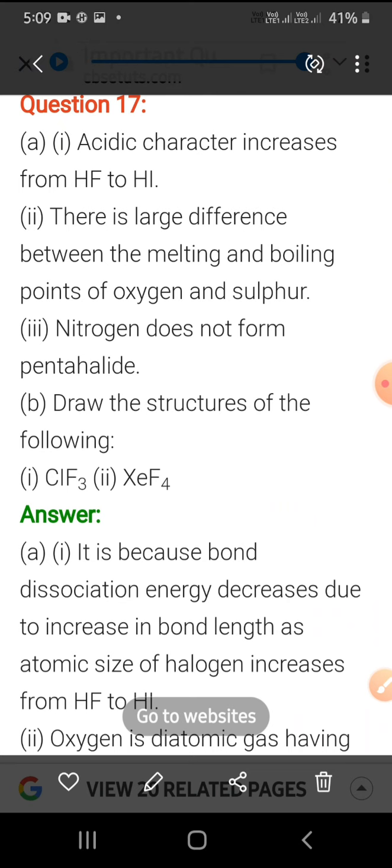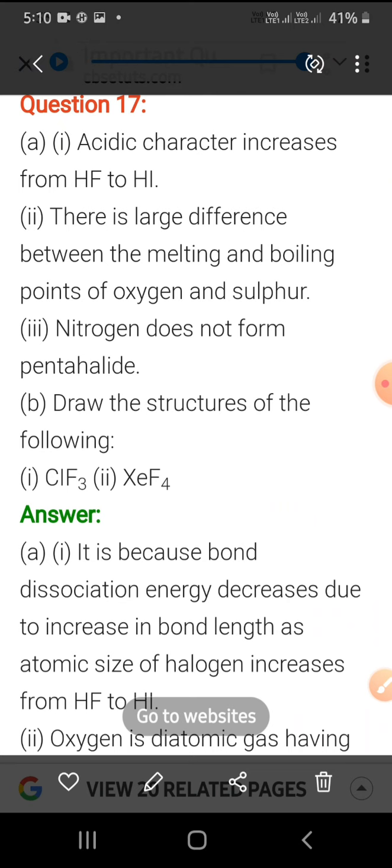Next question. Acidic character increases from HF to HI. These are the hydrides of group 17 and the acidic character depends upon the bond between H and X. The bond between H and I is weaker because iodide ion has the larger size. That is why the acidic character is higher. So the highest acidic character will be of HI and the lowest will be of HF.